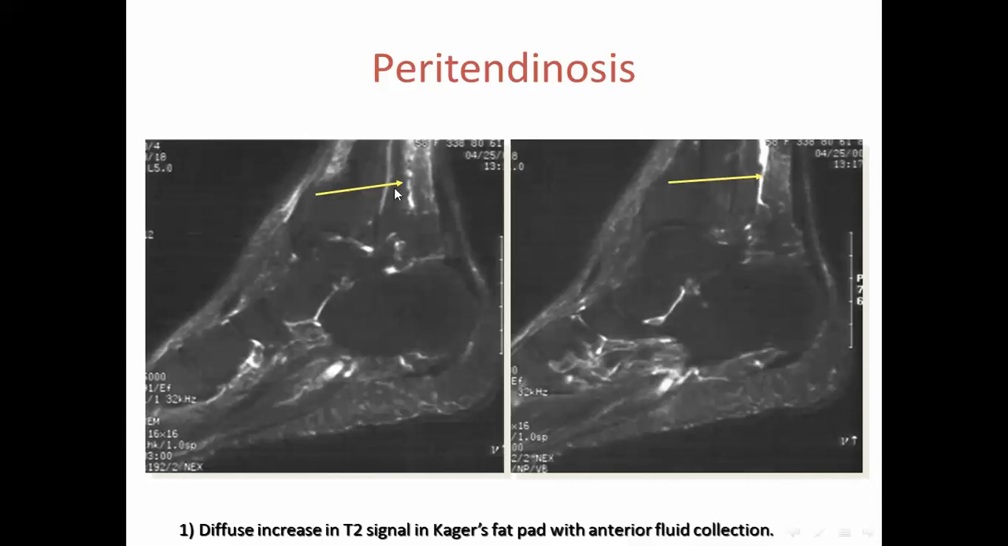Peritendinosis is the diffuse increase in the T2 signal and with anterior fluid collection. This is peritendinosis of the Achilles.